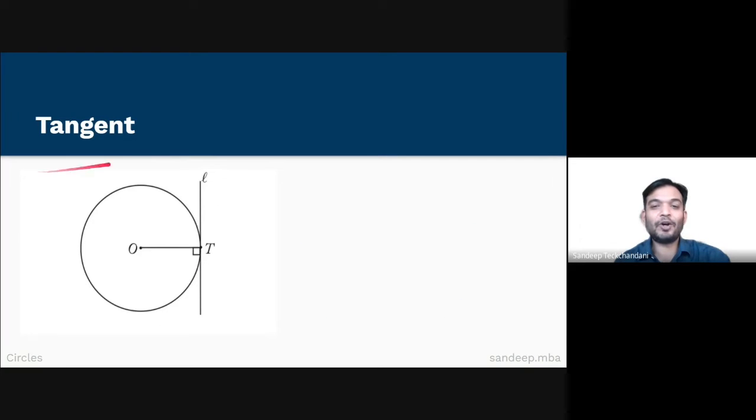In this slide, we'll talk about the tangent. A line that has exactly one point in common with a circle is said to be tangent to the circle. And that common point is called the point of tangency.